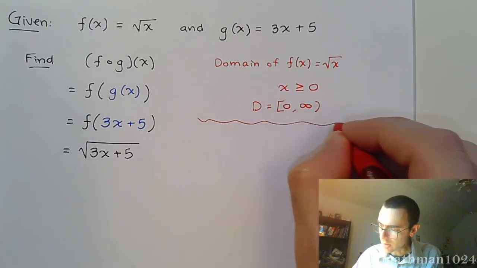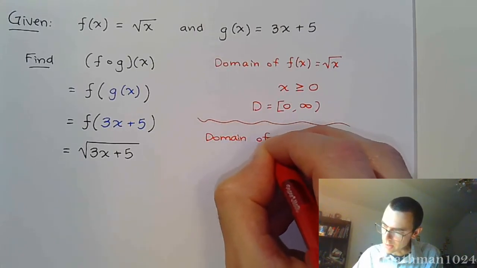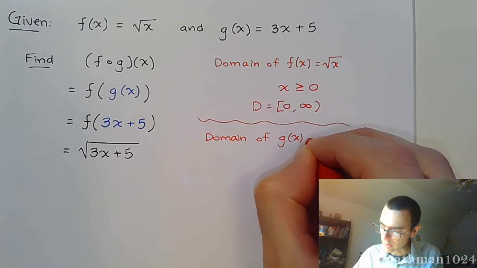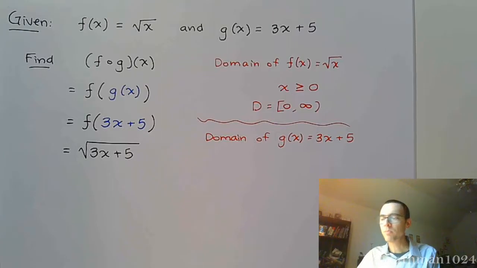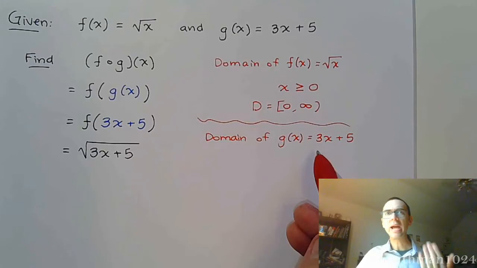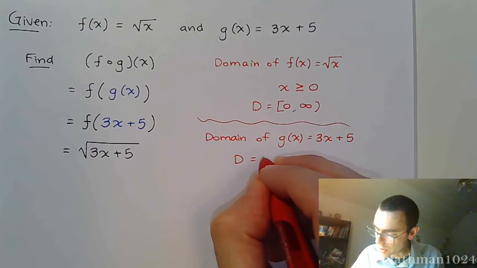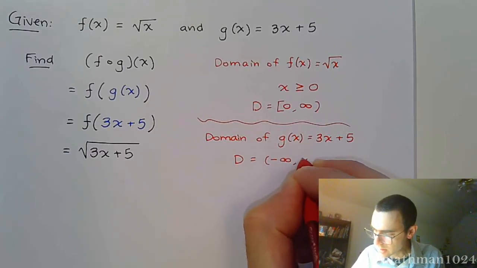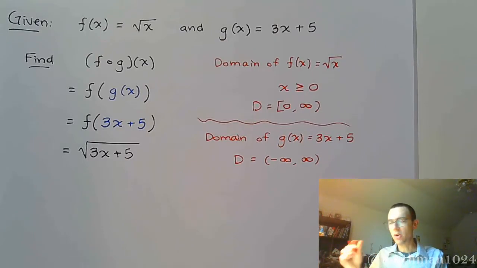Now compare this to the domain of g of x, which is equal to 3x plus 5. Okay? So do we have any radicals? No. Do we have any fractions where x is in the denominator? No. So here, our domain should be, and is, all real numbers. There are no restrictions on that guy. Okay? So those are the two individual domains for our functions.